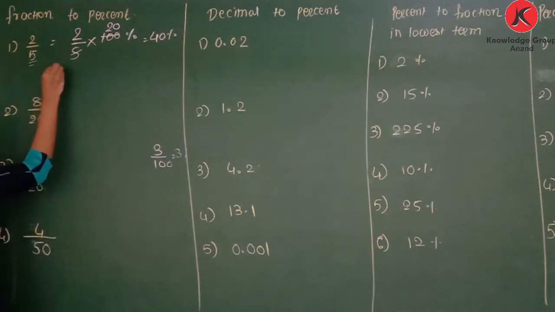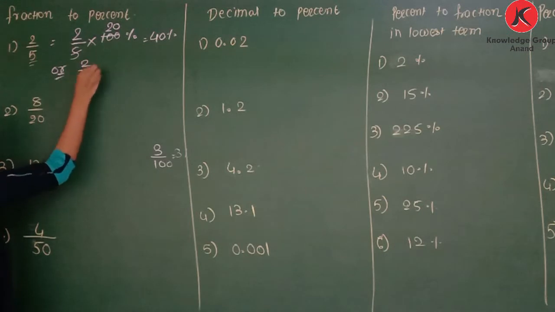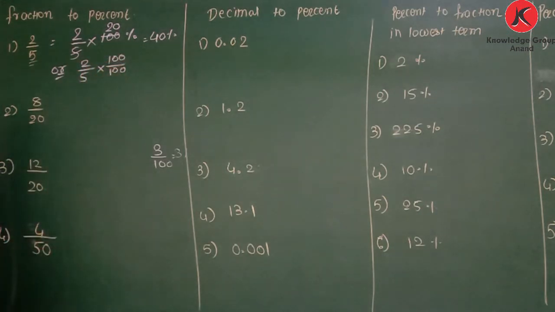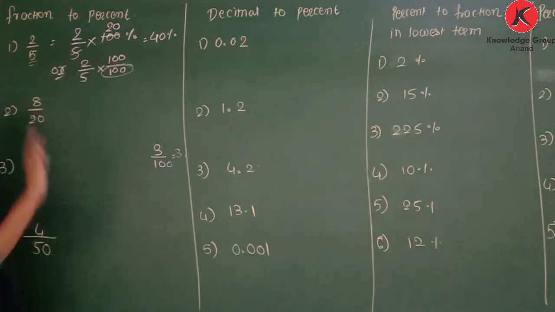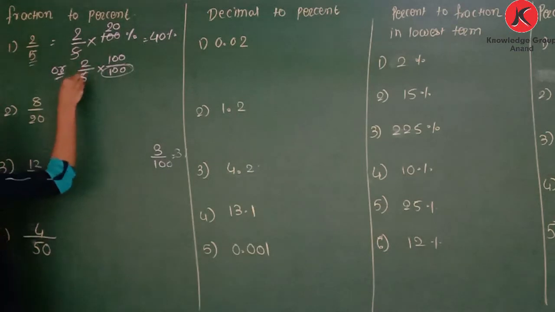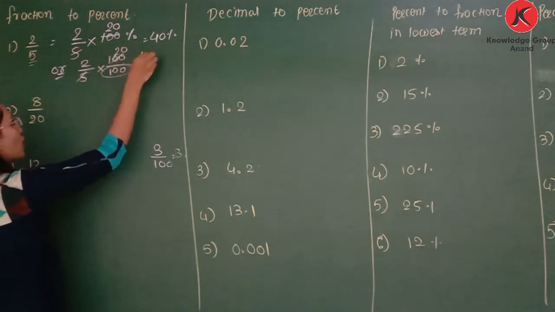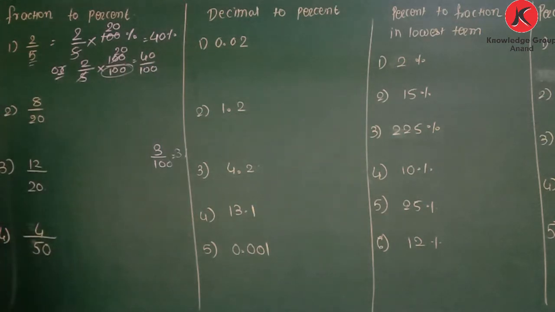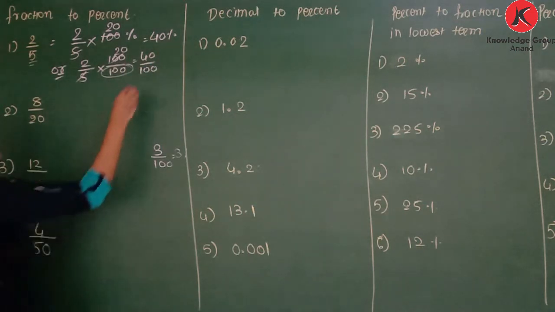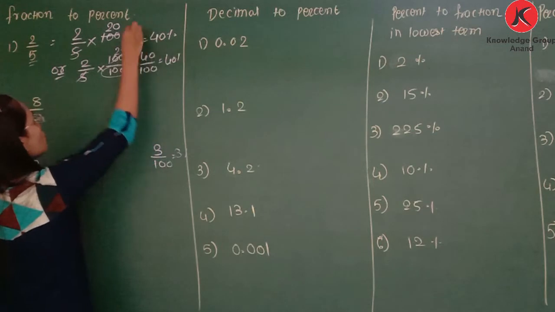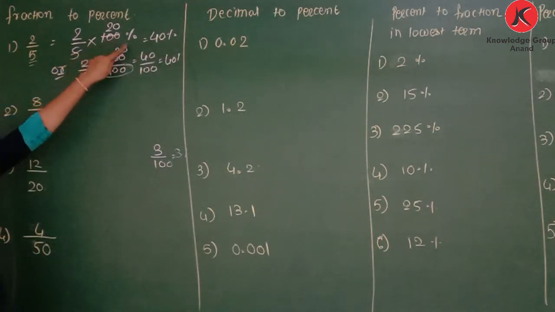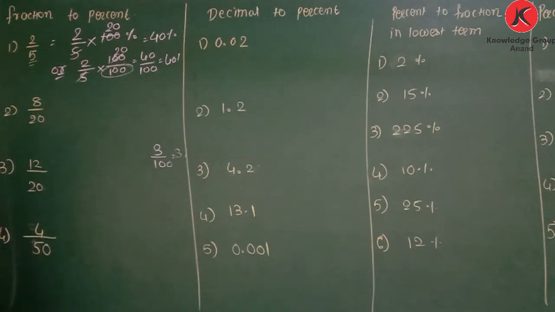Or you can write it as 2 by 5 multiplied by 100 divided by 100. Now we are finding the equivalent fraction, so we need the denominator 100. Leave the denominator as it is, cut the numerator, and now we have 40 by 100. Now you can see we have a fraction with denominator 100, so it represents 40. You can apply any method, multiply by 100, divide by 100, or directly write 100%.